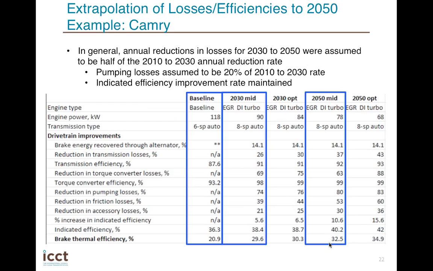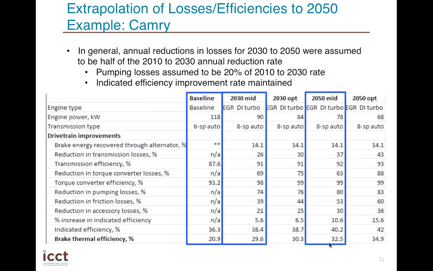So the next step is, how do we extrapolate the results to 2050? Basically what we did is we assumed that the annual pace of reductions in losses in these different categories would drop in half after 2030. So they wouldn't stop entirely, but the rate of improvement would slow down. On the engine side, there were two exceptions to this.